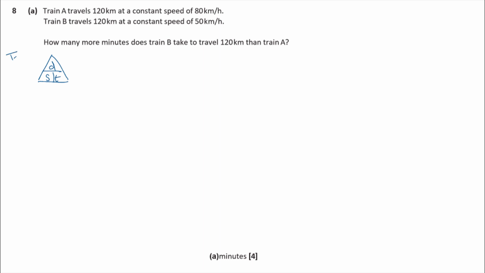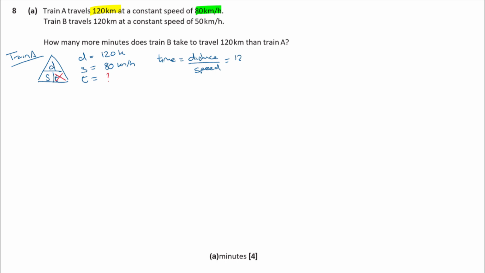So this is going to be train A. Let's do train A first. Distance, speed, time. What's what? Distance is 120 kilometers, isn't it? That's there. And then I know speed. Speed is 80, so speed is 80 kilometers per hour. So what we want then is time. That's the one we're trying to find. So cover up T, and the triangle tells me what to do with the other two. So it's going to be time equals distance divided by speed.